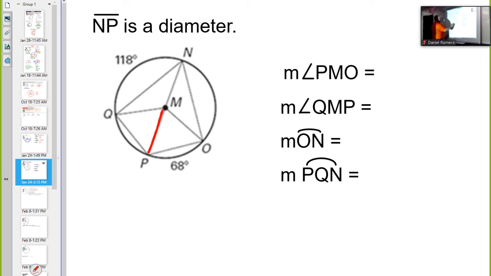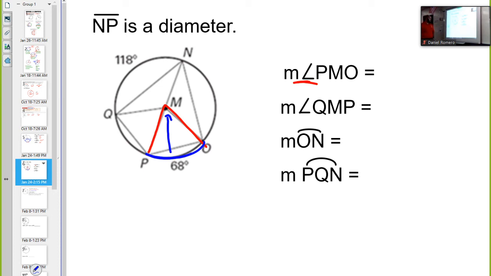So let's see, PMO. What type of angle is PMO? Very good. This is an angle, this is not an arc, this is an angle. What type of angle is PMO? There were two other characters. Anybody know who the other two characters were? It is a central angle, and a central angle is congruent to the arc that it intersects.